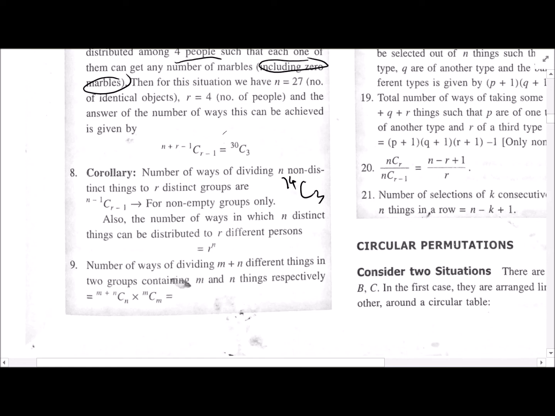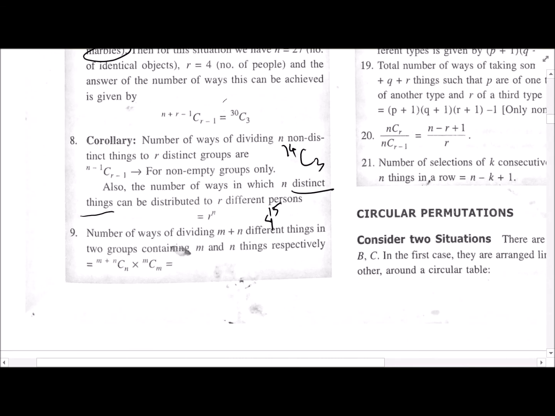Now the number of ways in which n distinct things can be distributed to r different persons. Say 15 different objects I have and there are 4 different people, then the answer will not be 14C3, it will be 4 raised to the power 15. Okay.